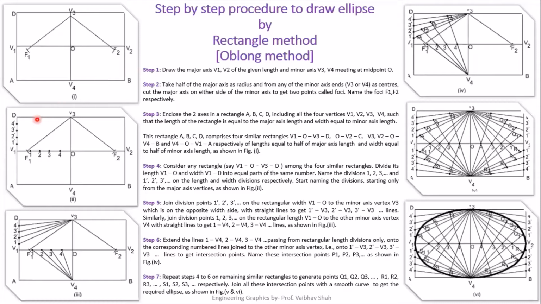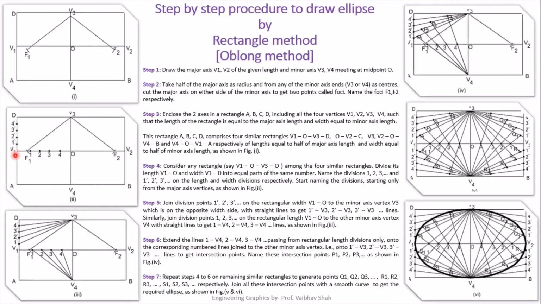After that, in the next step, which is the most important step, we'll divide the portion V1O into a suitable number of equal parts. Either you can divide it into 4 parts, 5 parts, or 6 parts. In this case, we have divided the portion between V1 and O into 5 equal parts. Now, if you are dividing this horizontal line into 5 equal parts, then you must divide this vertical line also into the same number of equal parts, 5 parts.